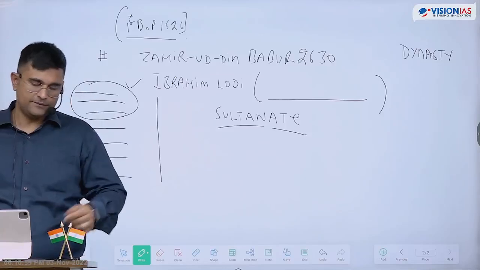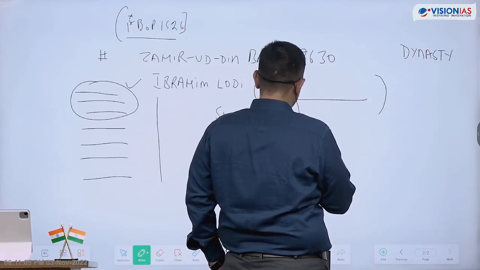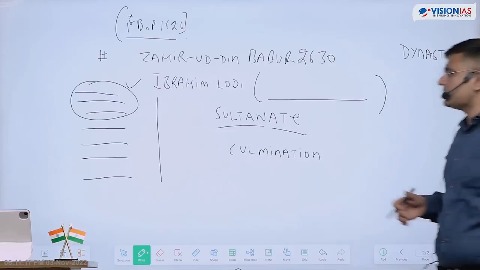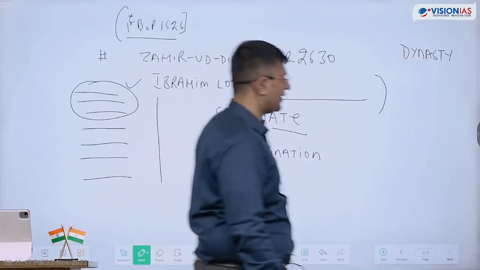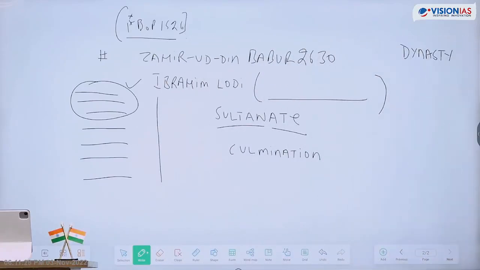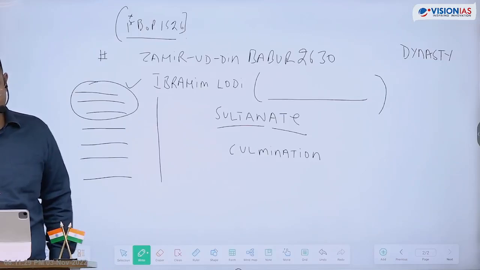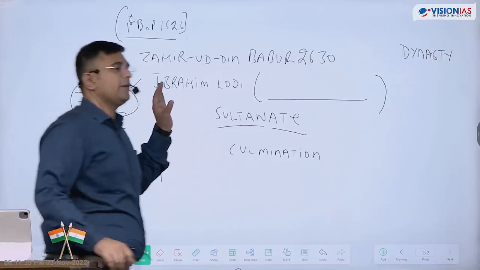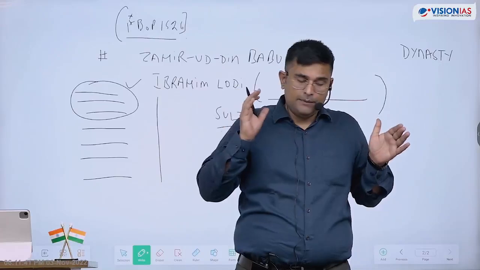And this battle was culmination. Culmination means something like a conclusion. Multiple small things are taking place, and then a big fight takes place. This battle was a culmination of conflicts between Babur 2630 and Lodi. See, Babur 2630, he had smaller army compared to Lodi, right? But still he was victorious.